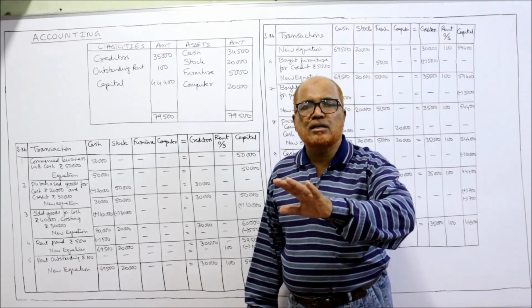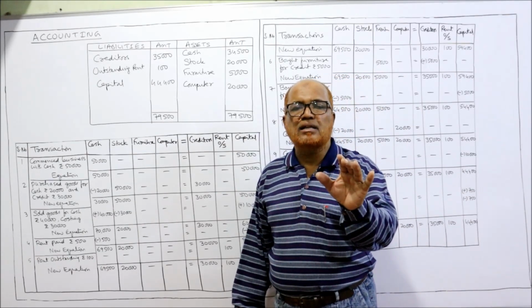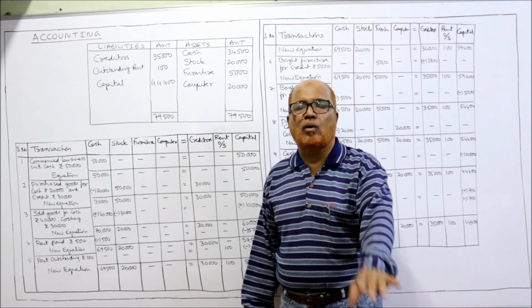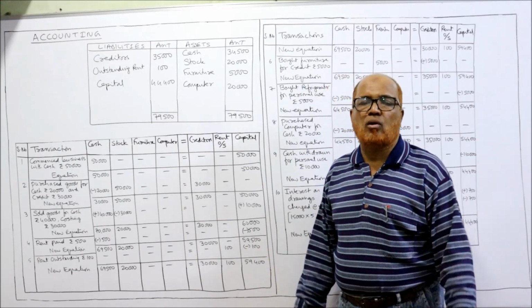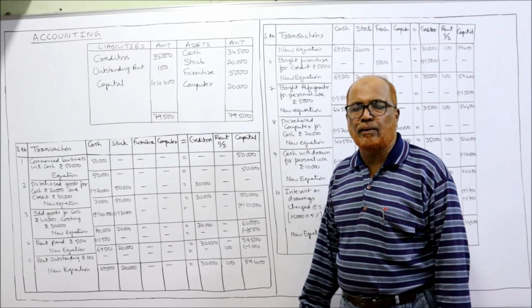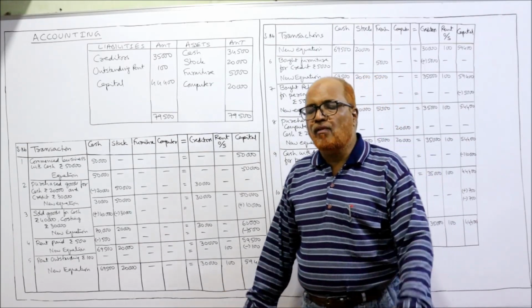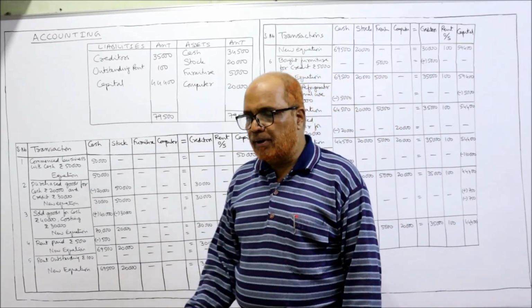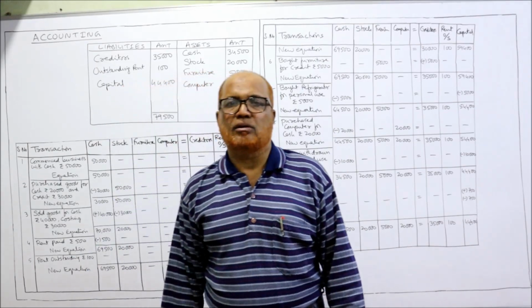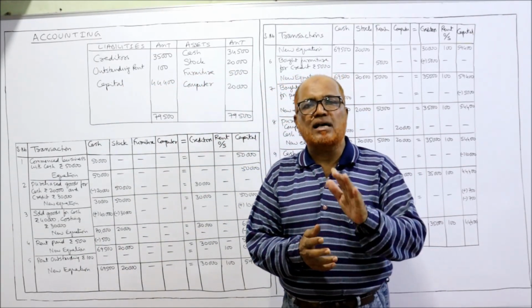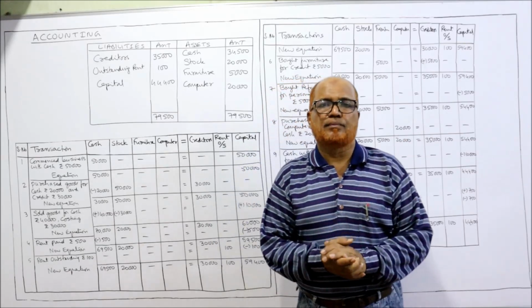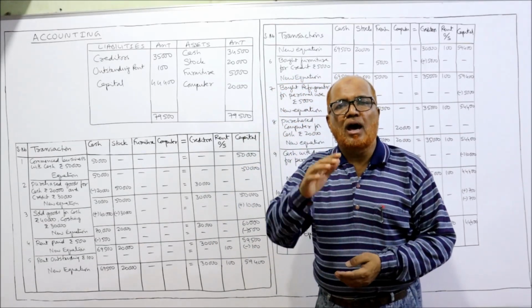Now this problem will make it clear how every transaction will affect the accounting equation. This is the modern method of recording the transaction in the form of accounting equation. So far 10 problems I have completed on accounting equation. The next topic will be on recording the transaction as per the traditional method by passing journal entries and posting them into ledger accounts.